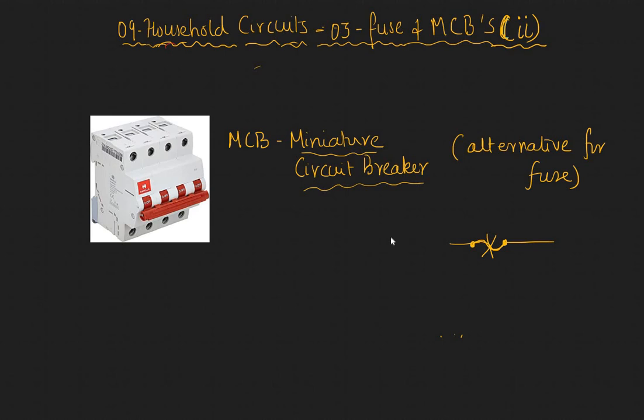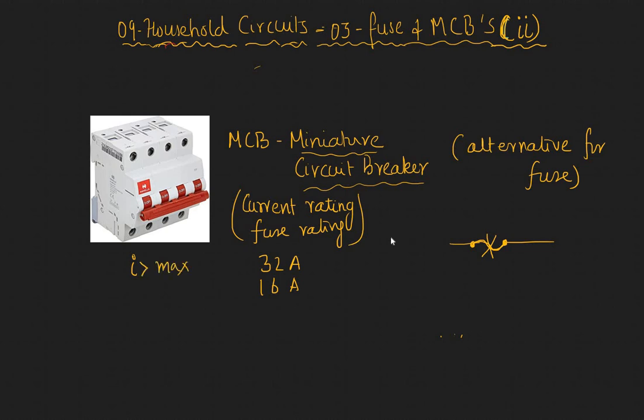MCBs also have ratings. So we can say these have a current rating. I don't know what exactly they call it. Maybe they call it the fuse rating itself. Let's say these MCBs come in different ratings, as 32 amps, 16 amps, etc. What that implies is if the current drawn is above the max rating, then the MCB trips. We say the MCB trips.